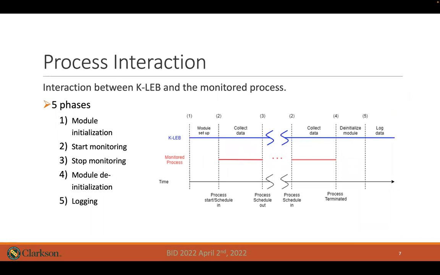For the process interaction, this figure shows the data collection period of K-LEB, highlighted in blue, in relation to the monitored process, highlighted in red. As we can see, after the module setup, it will only collect the performance counter data when the monitored process is actively running to avoid the interference from other processes. And after the process is terminated, the module will be deinitialized and the data logged to file.